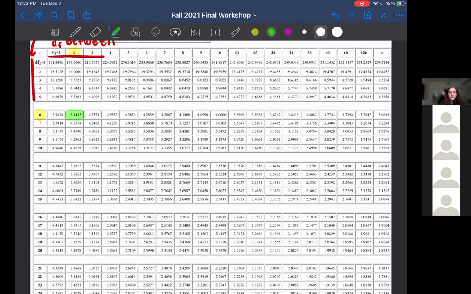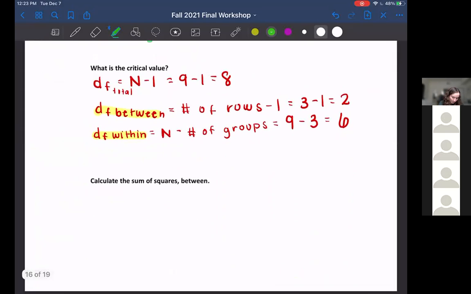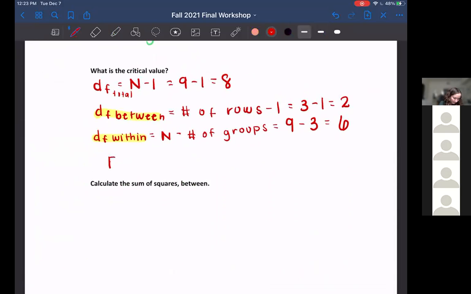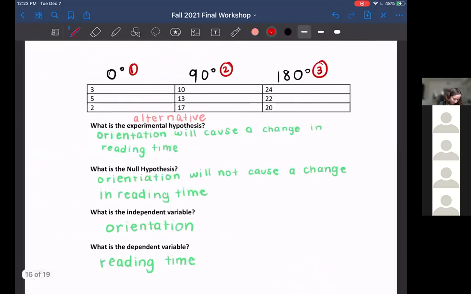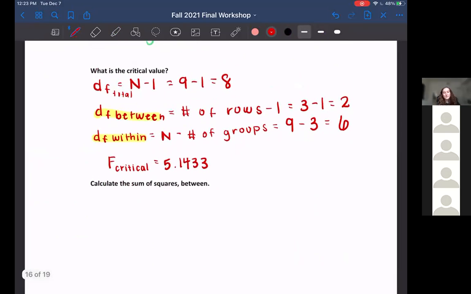5.1433. So that would be our critical value. So does anyone have any questions on how we calculated that? Or how we got that? No? Okay. So our F critical is equal to 5.1433.